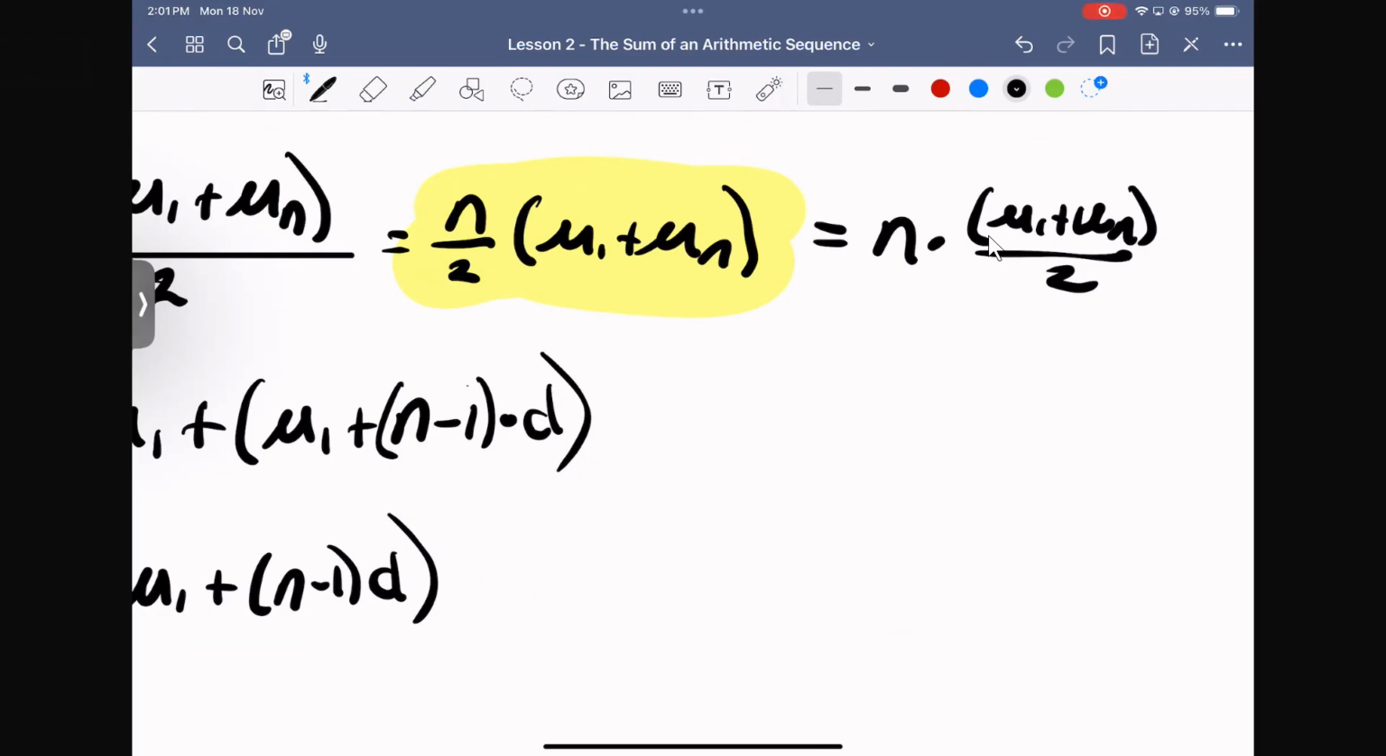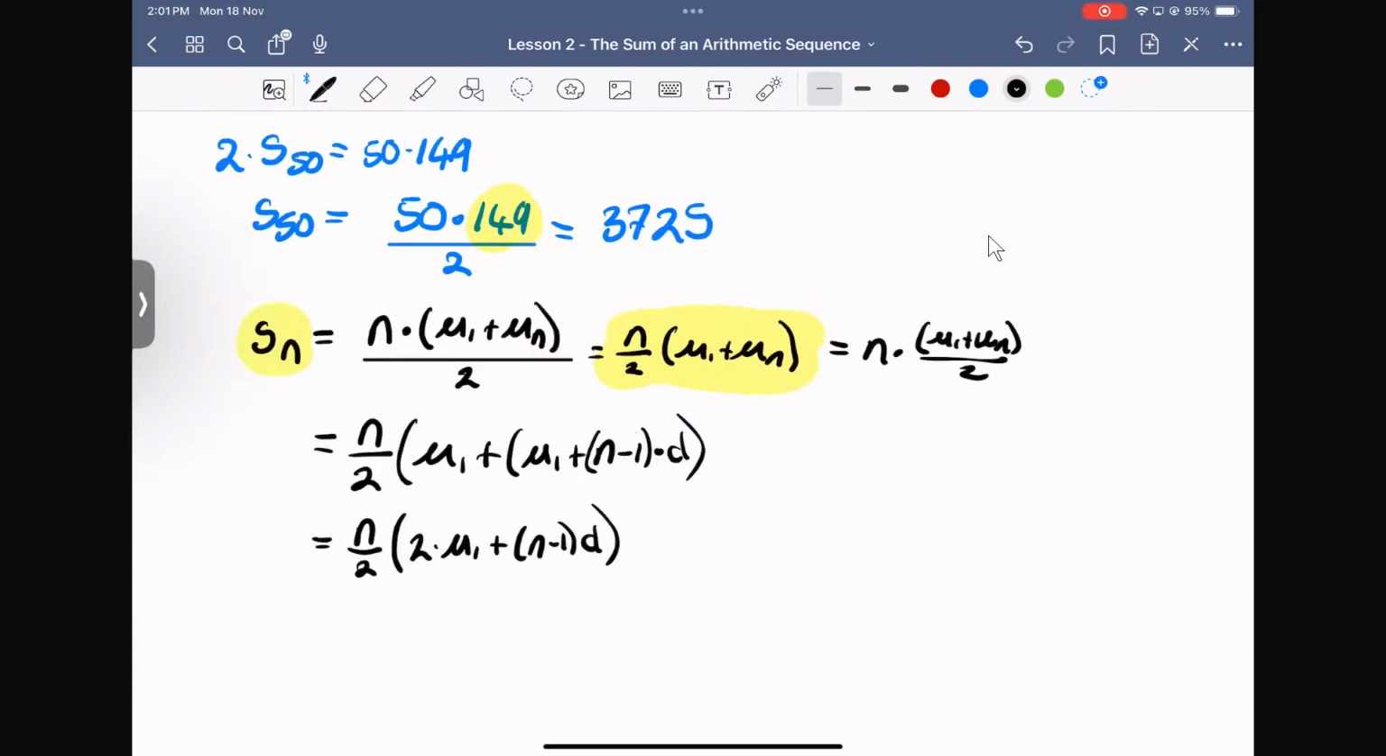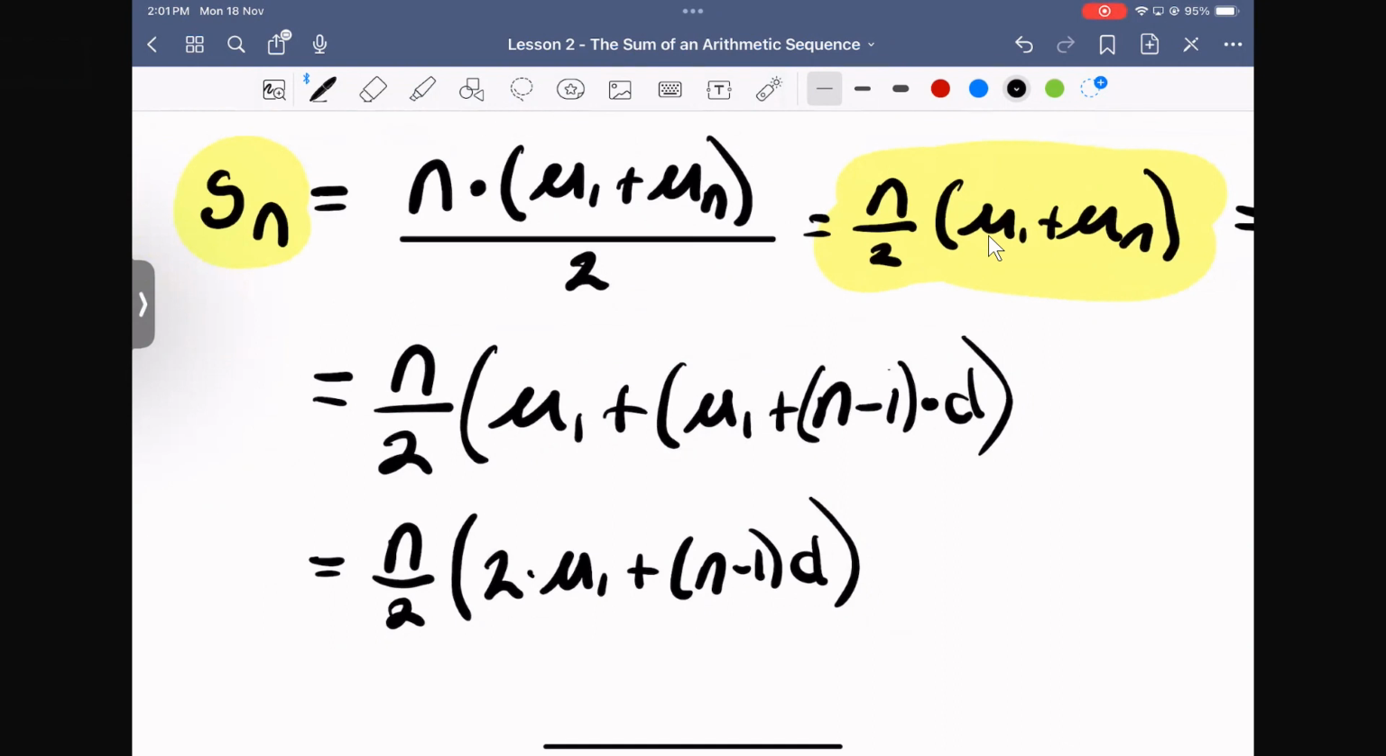So you're finding the middle of the sequence. It's n lots of whatever's in the middle of the sequence, whether this is a term or whether it's just halfway between, depending on if it's an odd number of terms or an even number of terms. So this is the average of the sequence, or the middle. So you've got that formula, very easy to remember and to use.